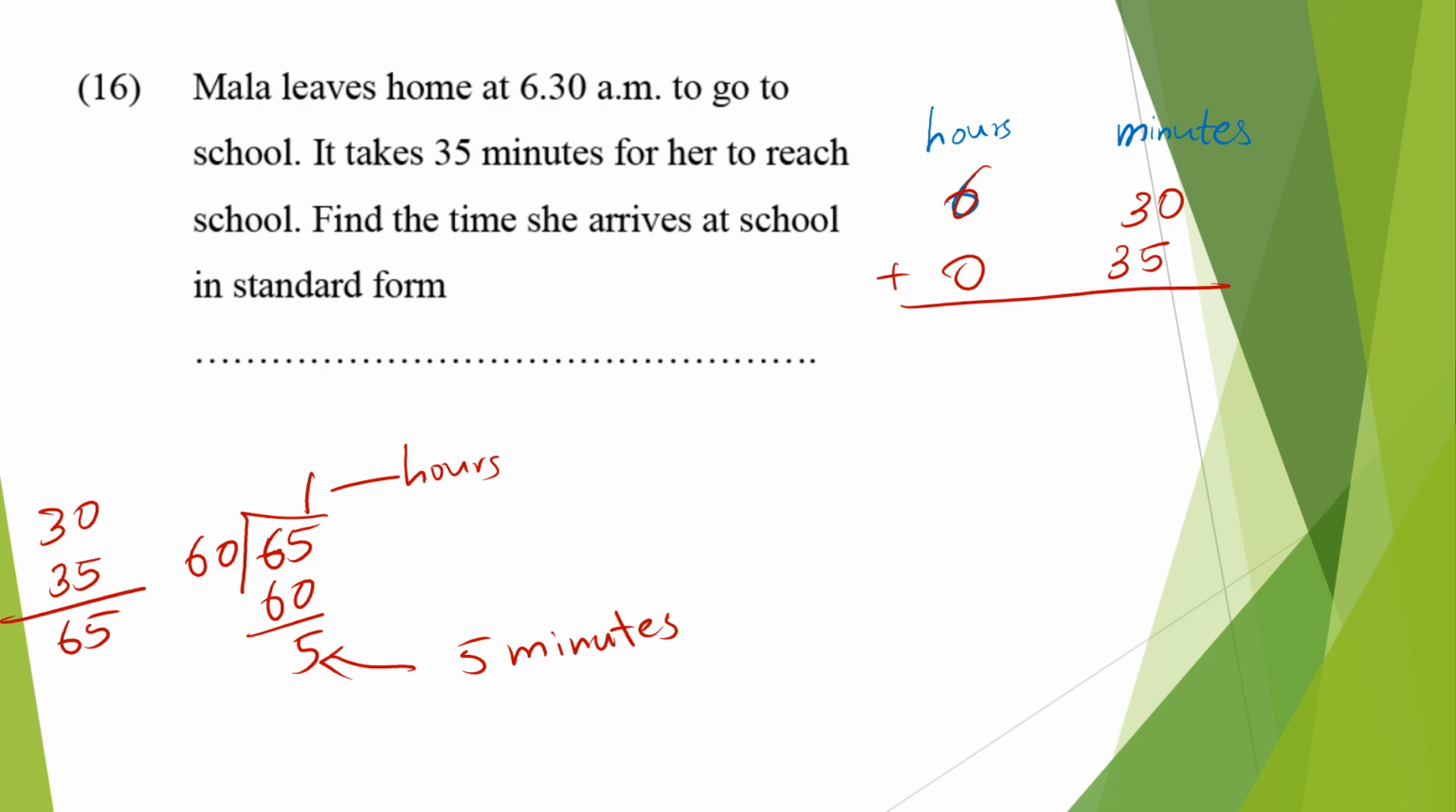So here you have 5 minutes, so you will write 5 minutes here. You will take 1 hour to this side. So 6 plus 1 is 7. So she arrives at school at 7:05 a.m. If you have to write it in the standard form, you have to write it like this: 07:05. This is how you write in the standard form, right?